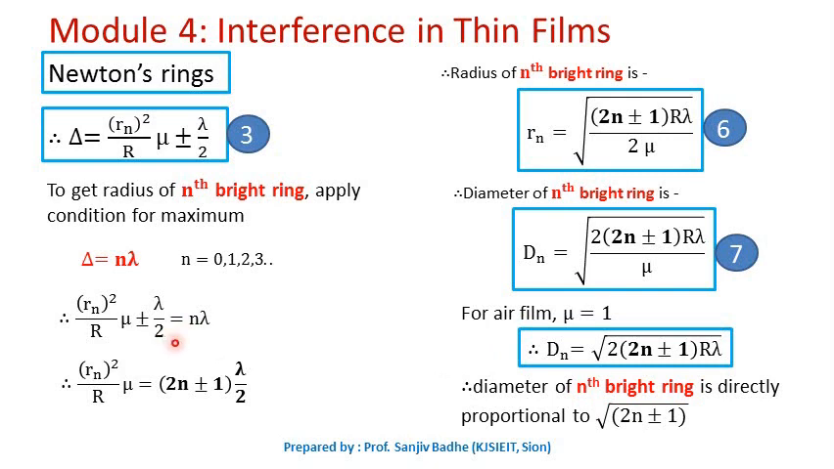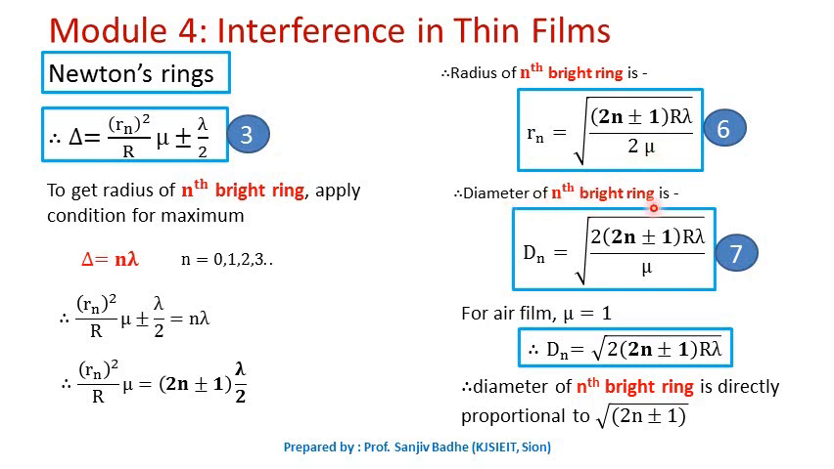By rearranging the terms, we can write Rn square upon R mu equal to (2n plus or minus 1) lambda by 2. So the radius of the nth bright ring can be obtained as the square root of (2n plus or minus 1) R lambda upon 2 mu.